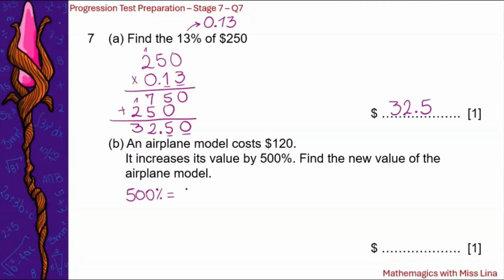500%, it would be just 5 as a decimal. It's 5 times the 100%. So basically the cost is going to be multiplied by 5. 5 times 0 is 0, 5 times 2 is 10, carry 1. 1 times 5 is 5, plus 1 is 6. So 600 is going to be the new price, the new value, $600.